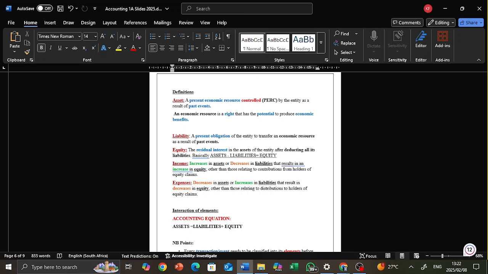Okay. So a liability is a present obligation of the entity to transfer an economic resource as a result of past events. As I've said, if I pay the barber before he cuts my hair, right? His entity has to transfer an economic resource to me because, as a result of past events, the past event would be me paying him before my hair is actually cut.